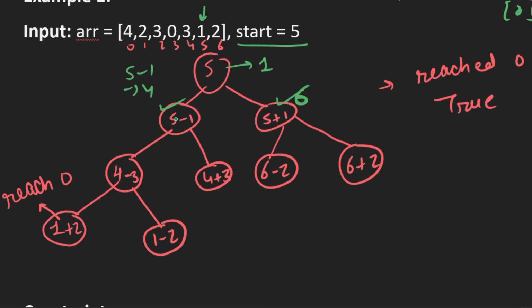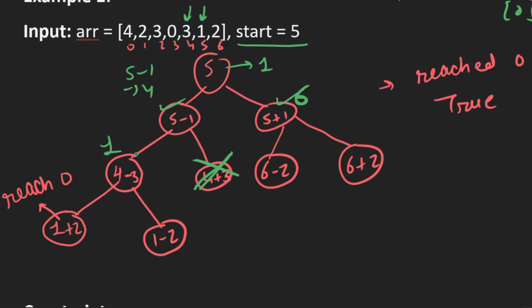Both the jumps are within the bounds, so we have jumped to 4 and 6. Now from index number 4 we can jump to 4 minus 3, that is 1, which is within the bound, or 4 plus 3, that is 7. 7 is not within the bound, so we can't take this jump, right?